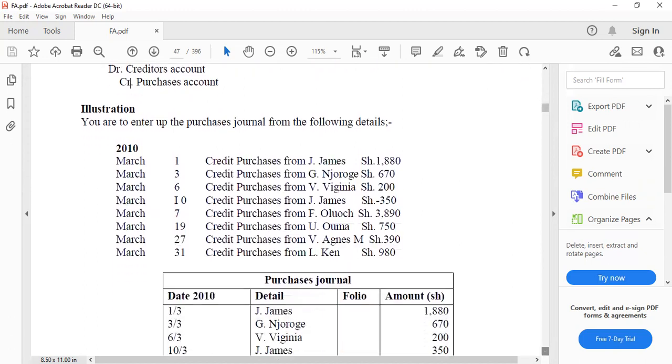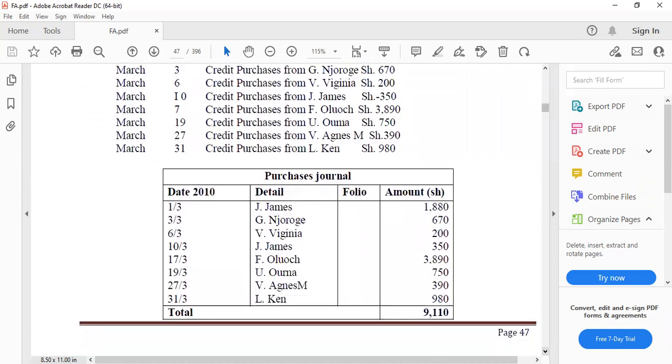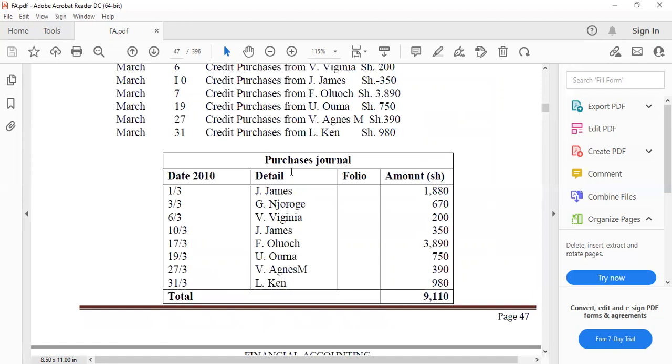Now, do you have this information? Purchases on credit. So you're going to record this purchases journal with details as they appear in each and every transaction. It's just as simple as this. There is not much science here. You only need to transfer the information from your receipts and create the purchases journal.